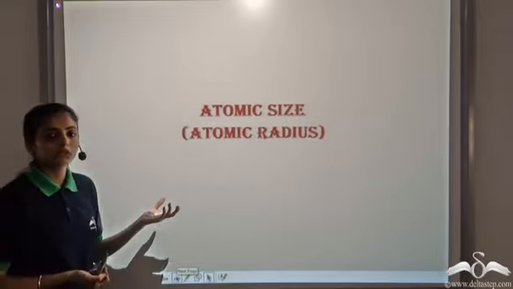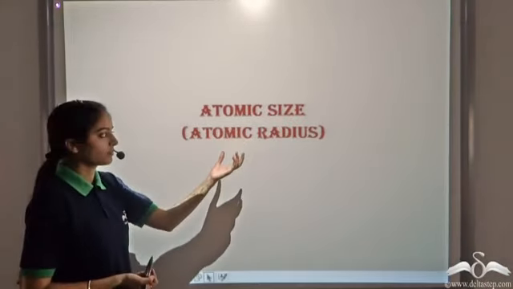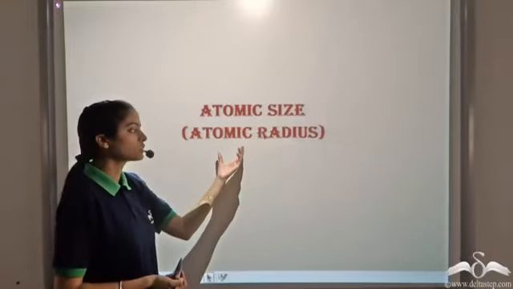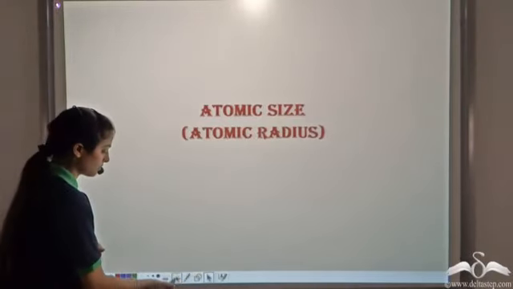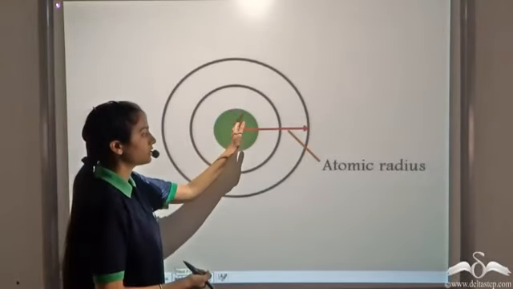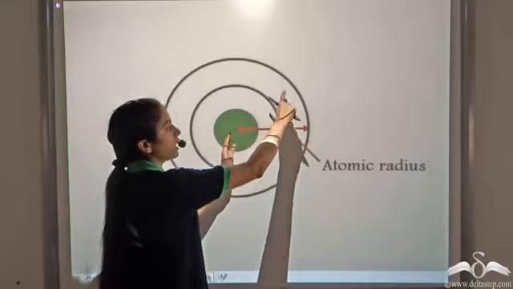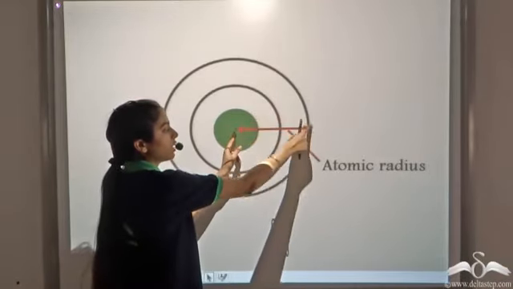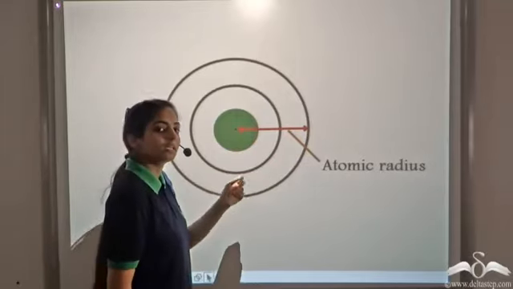One important property of the elements is their atomic size. The size of an atom is also measured in terms of its radius, so it's known as the atomic radius. It is calculated as the distance between the center of the nucleus to the outermost shell. So this distance between the center of the nucleus to the outermost shell is known as the atomic radius of the atom.